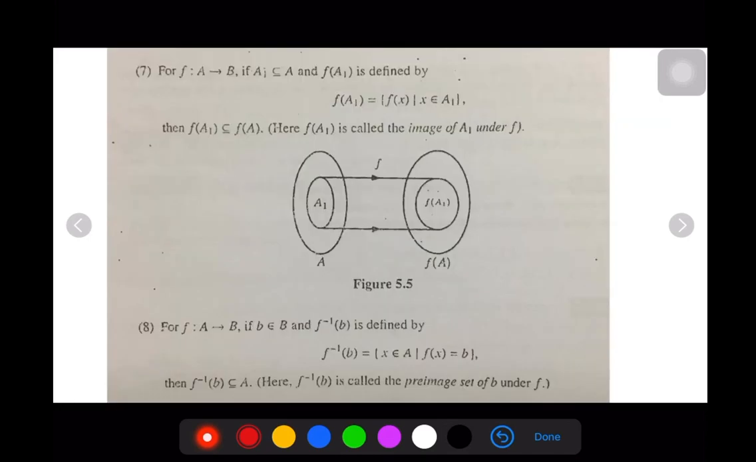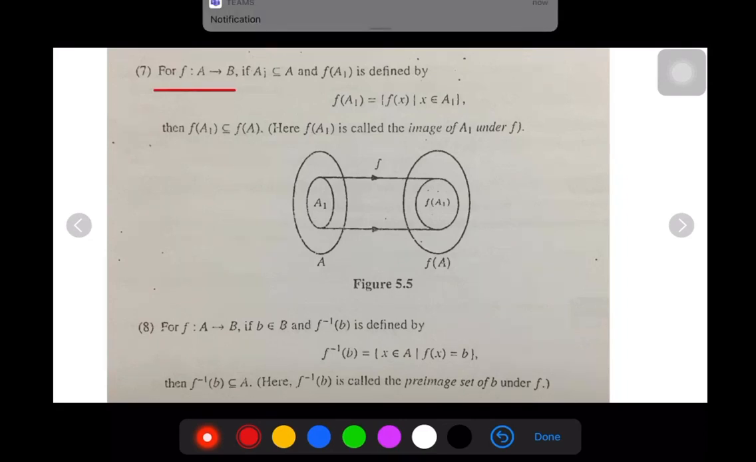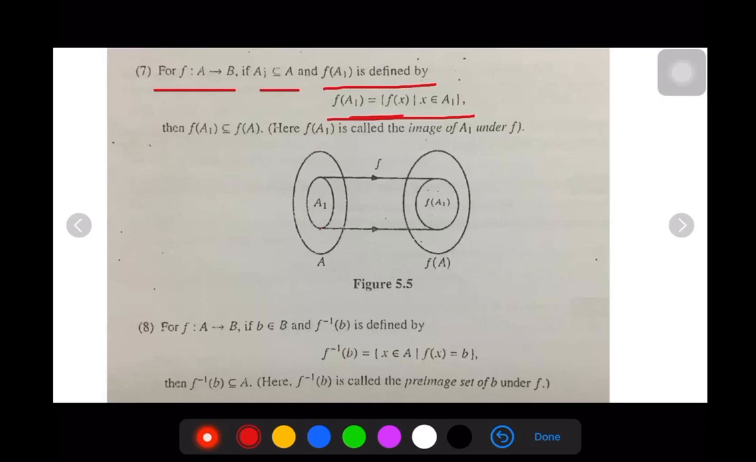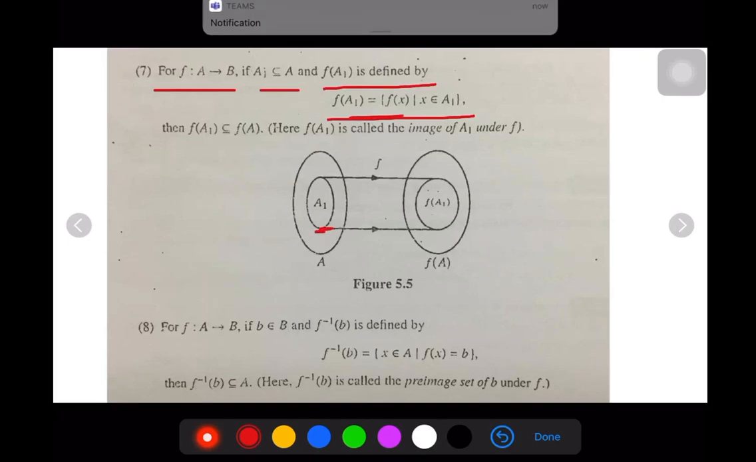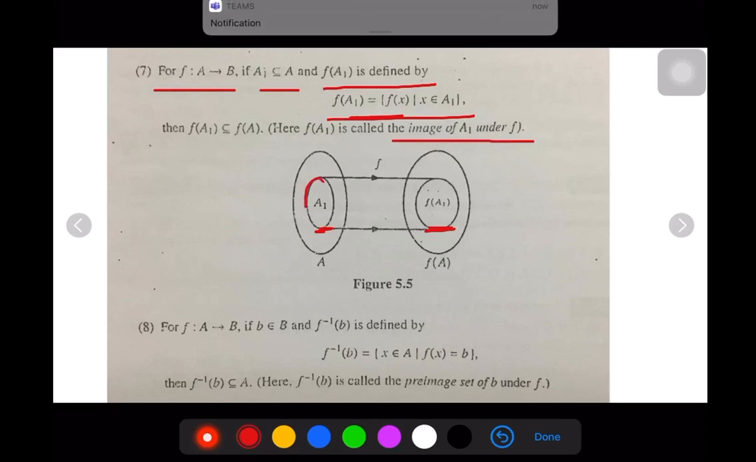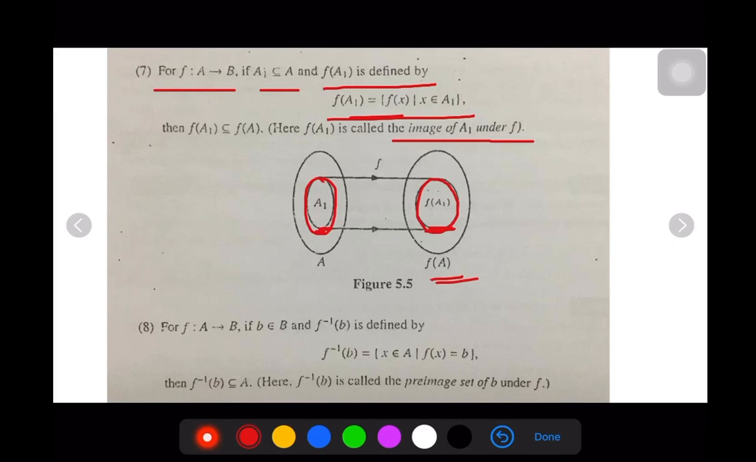Next, for a function F from A to B, if A1 is a subset of A, F of A1 is defined in this way. So look at the case. A1 is getting mapped onto only this range. You can call this the image of A1 under F, the image of the subset, which is getting mapped onto a subset of the second set or codomain. This is called the domain and this is called the codomain.